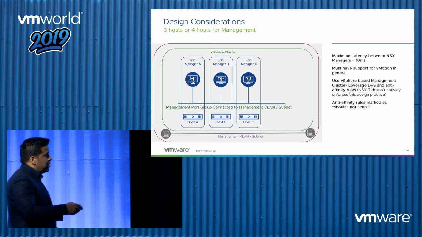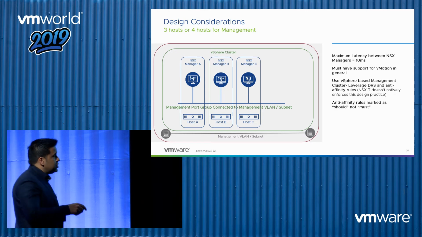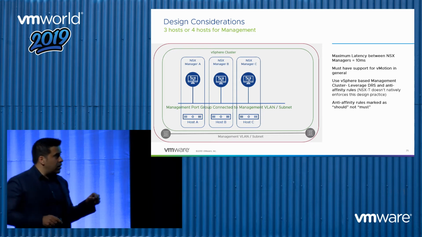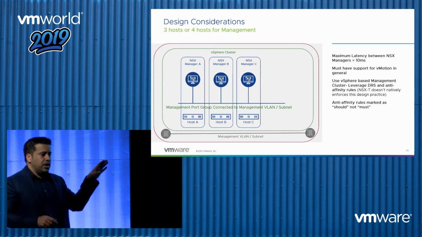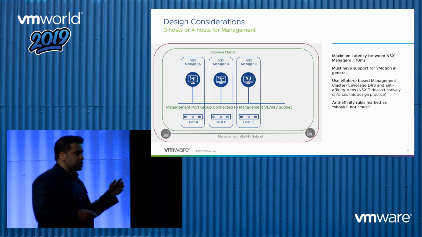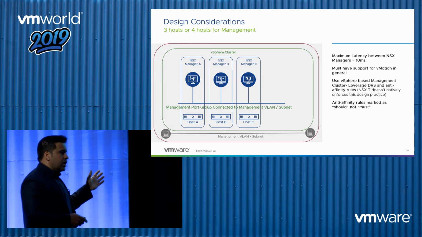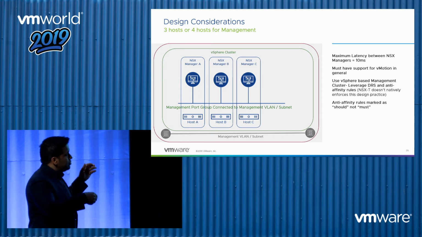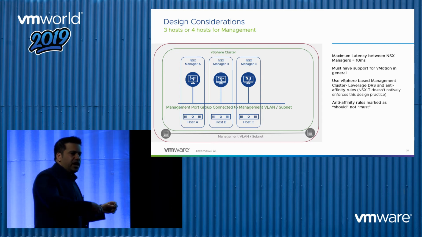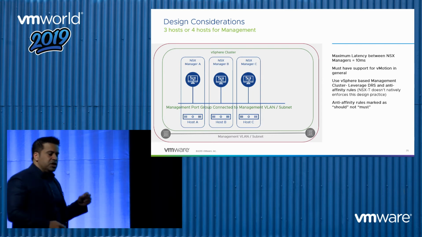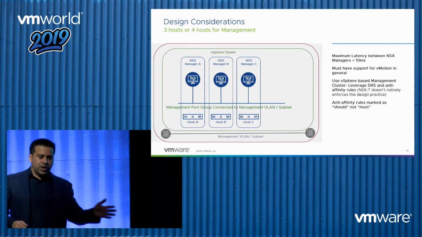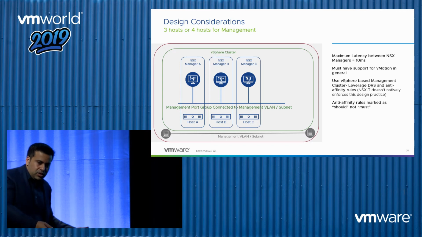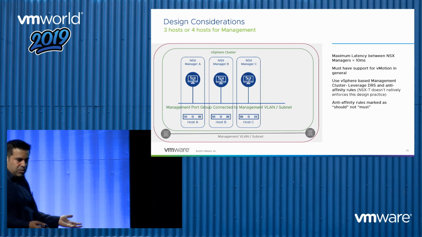You should have vMotion support for NSX managers. You must use vSphere-based cluster management like DRS, and you should have anti-affinity rules, so in case one of the managers goes down. Anti-affinity rules means that when you spin up the NSX managers, they don't end up on the same host, right? And they should be marked as should, not must. So just in case another host dies, the only choice it has is to be hosted on the same host, right?